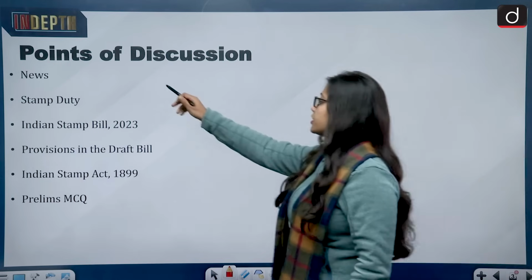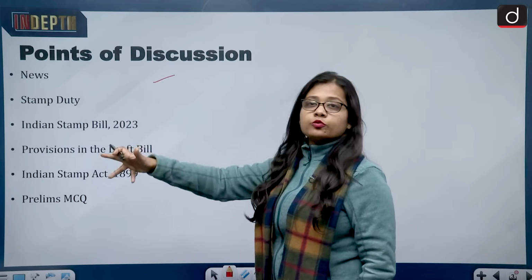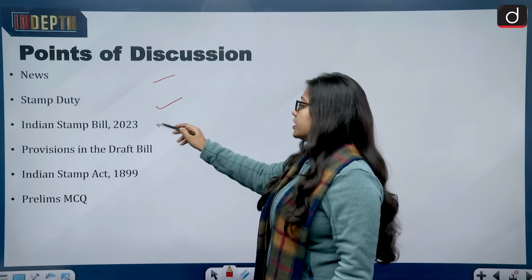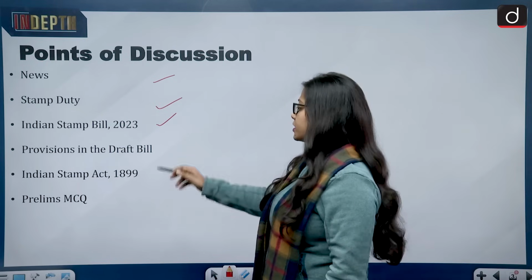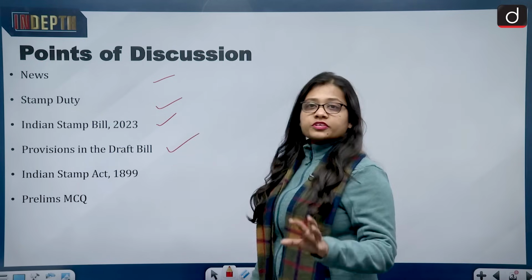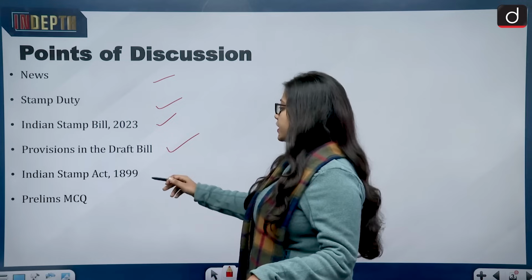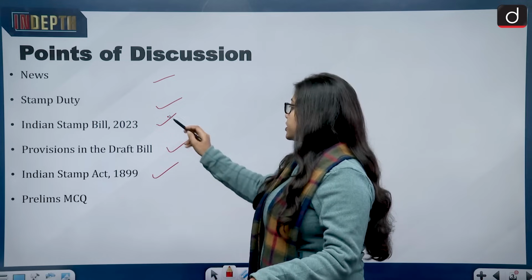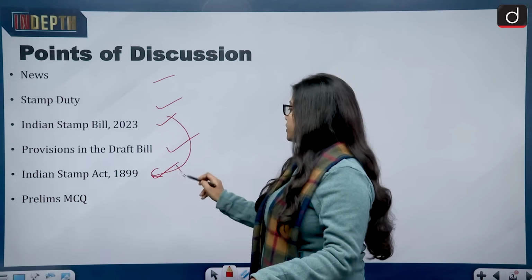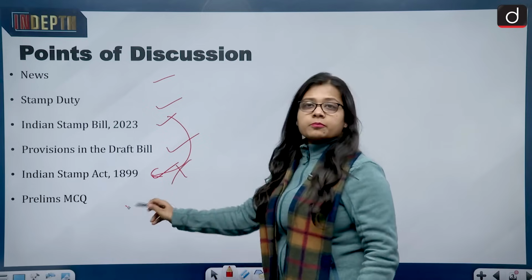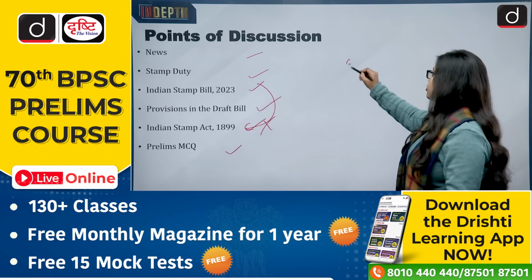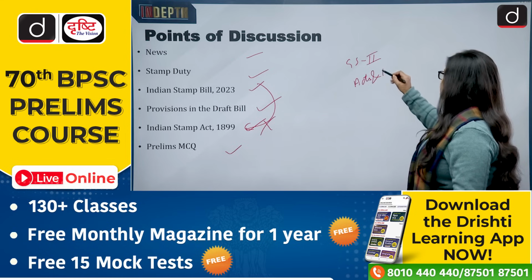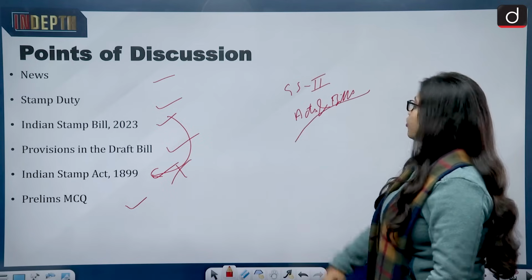First we'll be looking at the news, then what is stamp duty, a term which we keep on hearing in our day-to-day life, then the Indian Stamp Bill 2023, what are the provisions of this draft bill, then the Indian Stamp Act 1899, which the Indian Stamp Bill 2023 will replace, and in the end a prelims MCQ. The topic is of relevance from General Studies Paper 2, that is Acts and Bills, Polity.